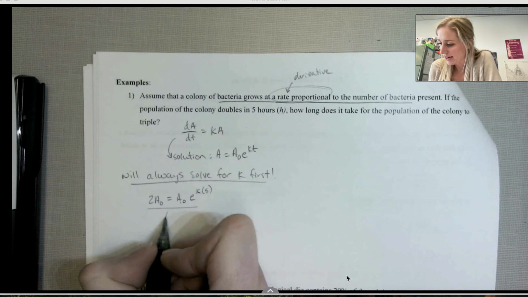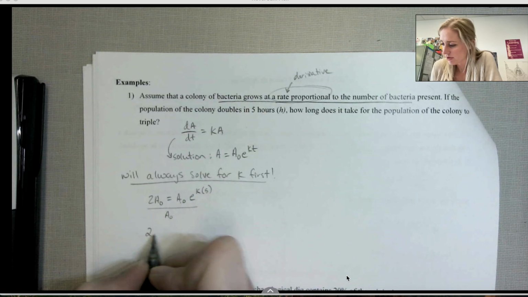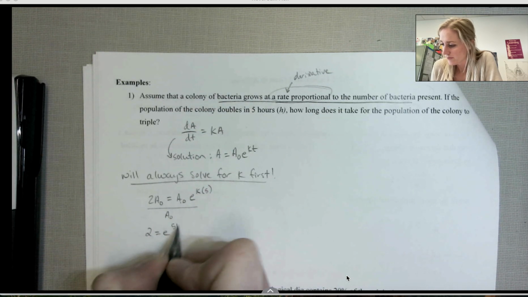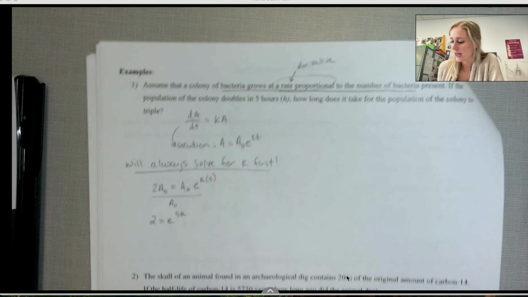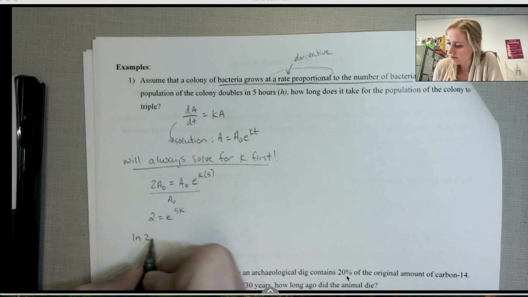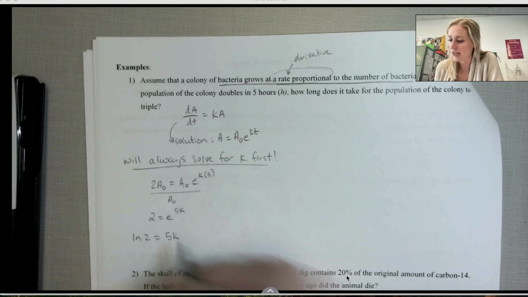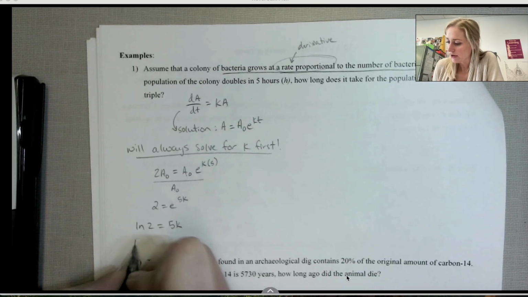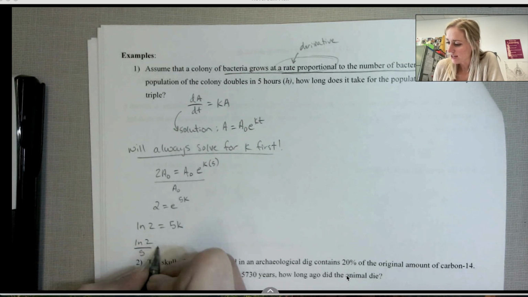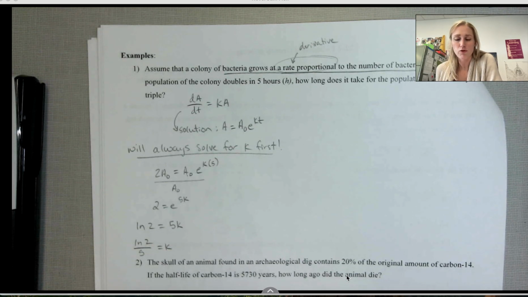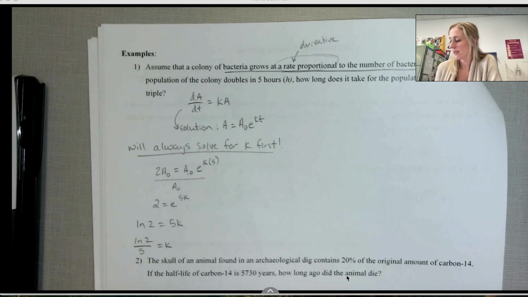We're going to solve this for K. So I can divide out those A naughts. And now I want to solve for K, so I can take the natural log of both sides, which will cancel out my E. Natural log of 2 over 5 then is our K. Go ahead and leave it in this form. Don't worry about changing it to a decimal. It'll be more accurate for our final answer.